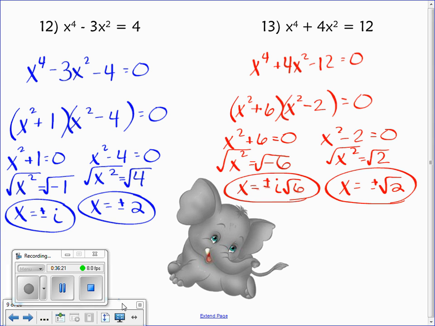All right, questions on anything else that we went over today? So if you can factor it, factor it. If you get to a point where it doesn't factor anymore, you may have to move into the quadratic formula. Okay, just be aware of that.